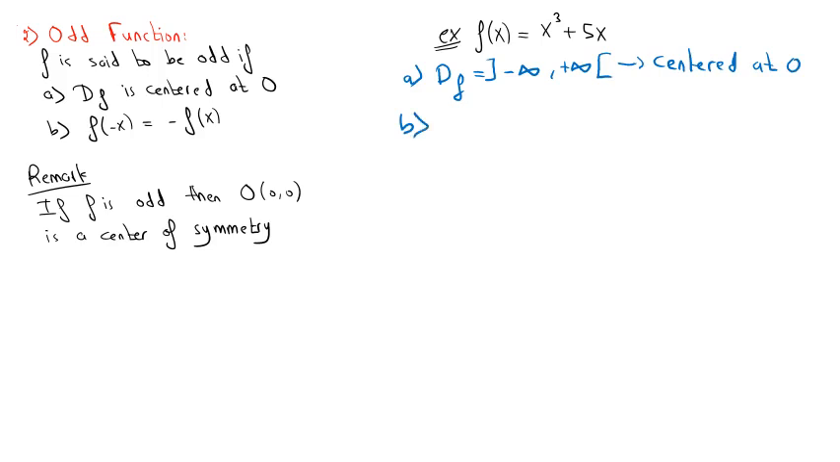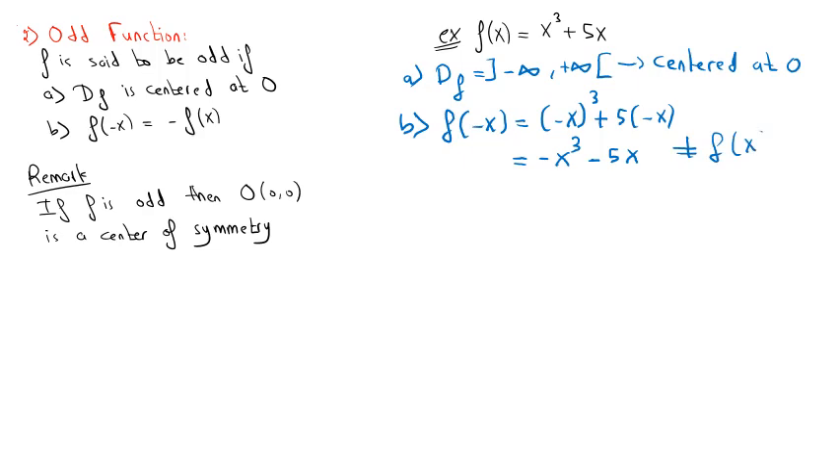The second condition, f of minus x. F of minus x equals minus x power 3 plus 5 times minus x. Minus with odd exponent, it stays minus x power 3. Plus times minus equals minus 5x. We can see that this function is not the same as f of x. It's not the same, then it's not even.